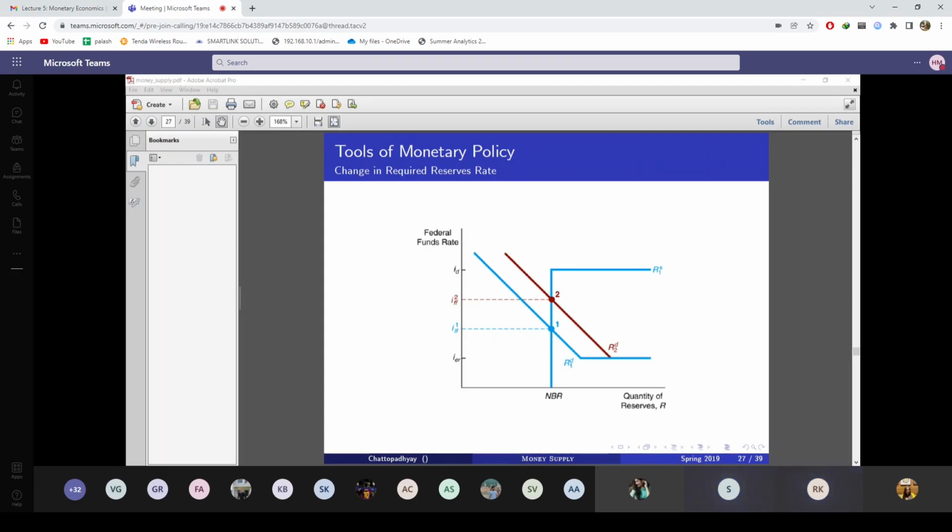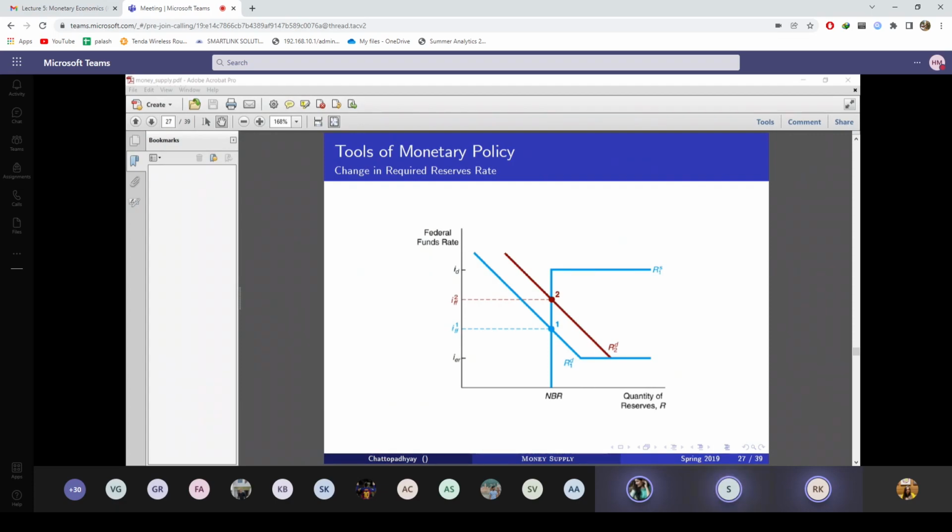Okay. Yes, sir. Suppose central bank purchases bonds from the commercial bank. What happens to money supply? Sir, if central bank purchases bonds from the commercial bank. Okay. What happens to money supply? So the money supply will increase. Why?